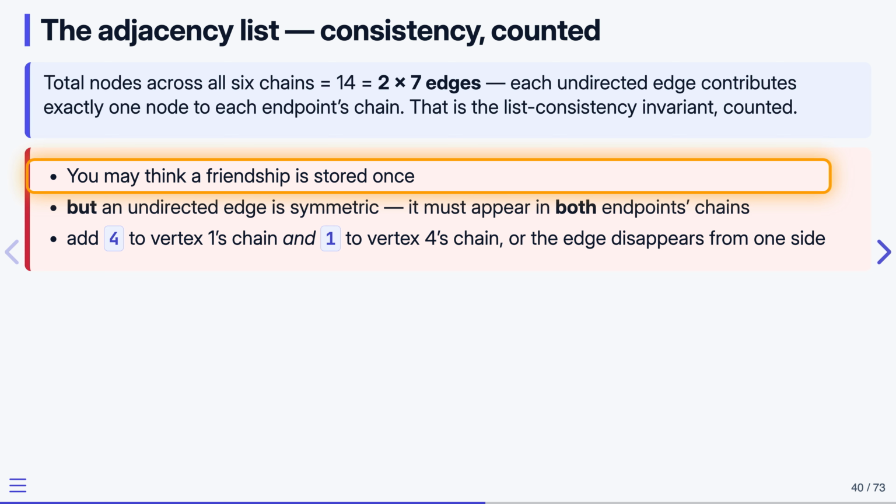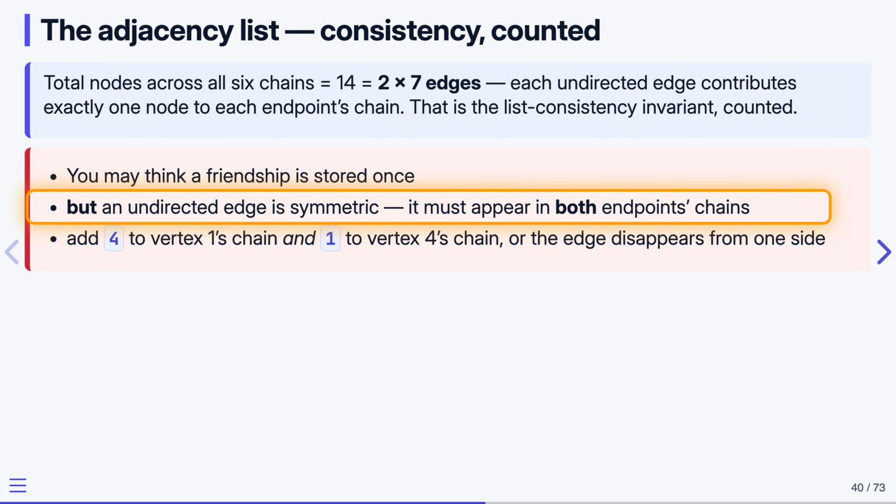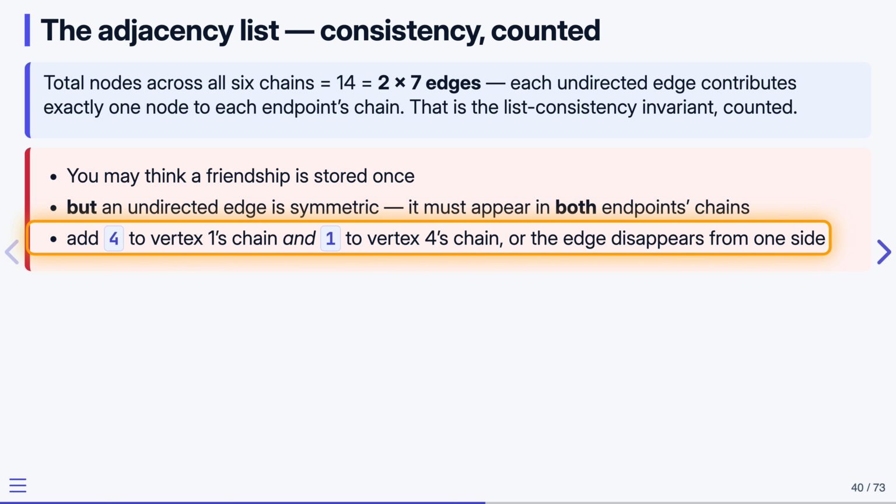One caution: you may think a friendship is stored once. But an undirected edge is symmetric, so it must appear in both endpoints' chains. Add 4 to vertex 1's chain, and also add 1 to vertex 4's chain. Miss the second, and the edge disappears from one side.